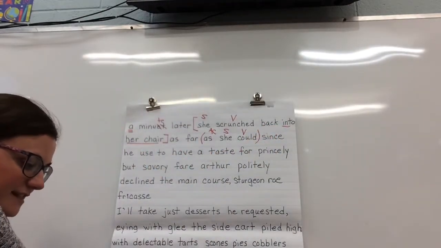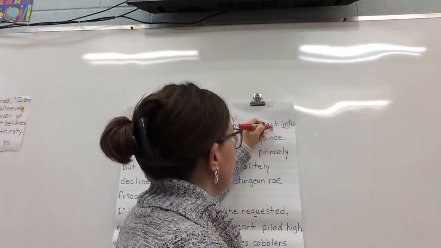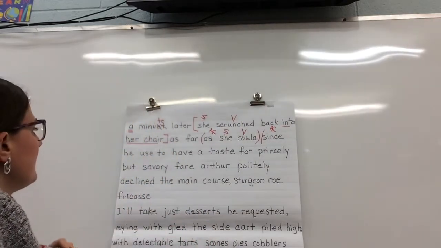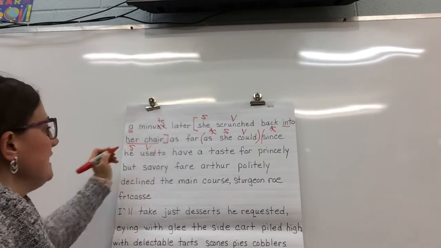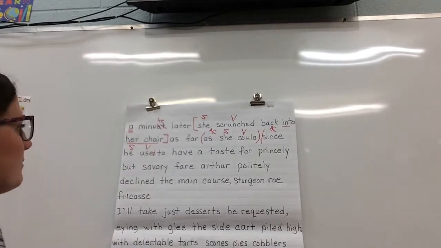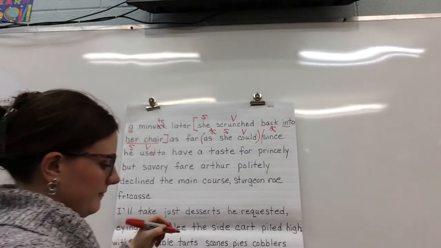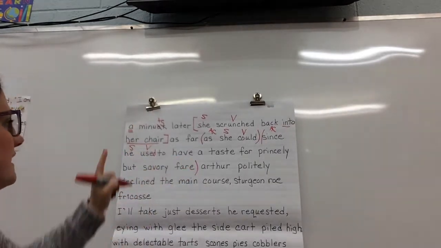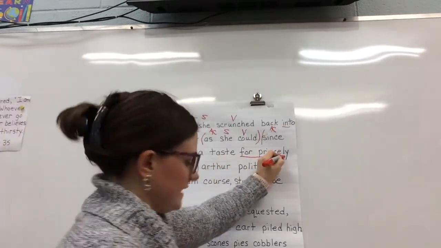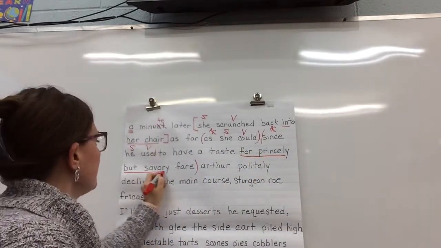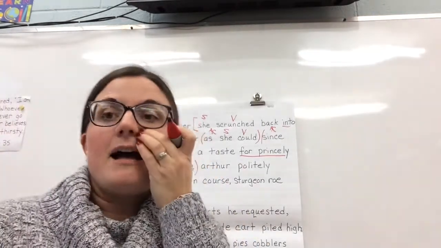Okay, and then we have since, which we also know is a clausal starter. So we've got another AC, since, and then used is the verb, and we add a D there. He used to have a taste for princely but savory fare is where we're going to. That's how far it's going to go. Since he used to have a taste for princely but savory fare. And savory fare is the words that you're going to look up today.